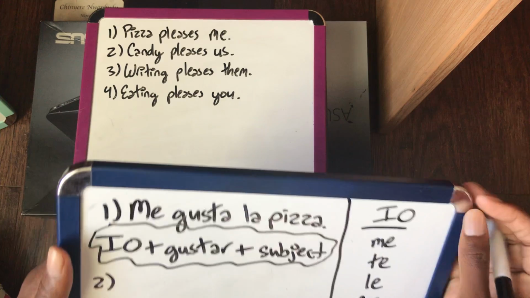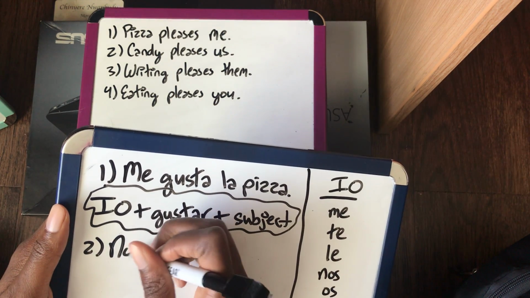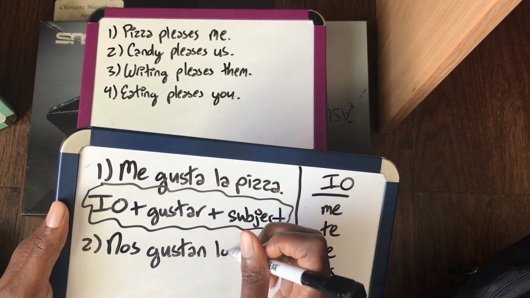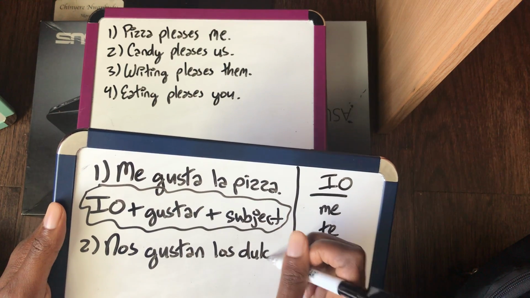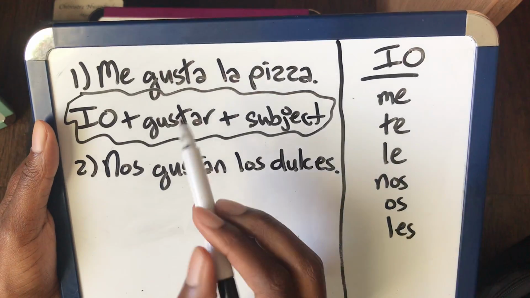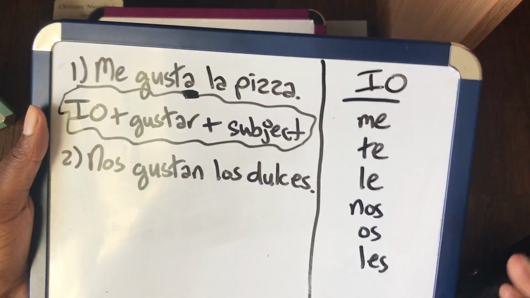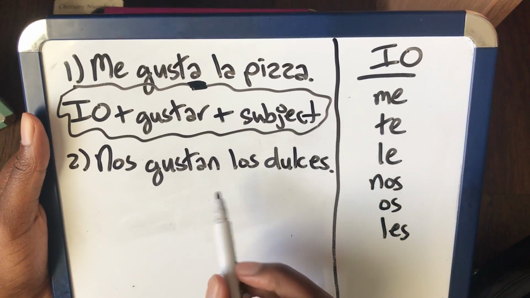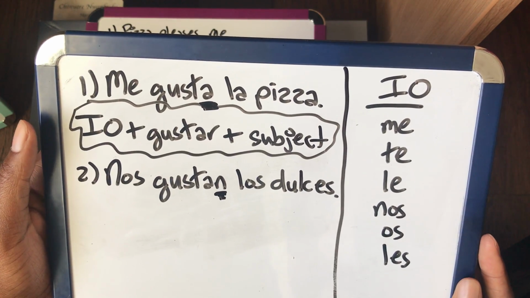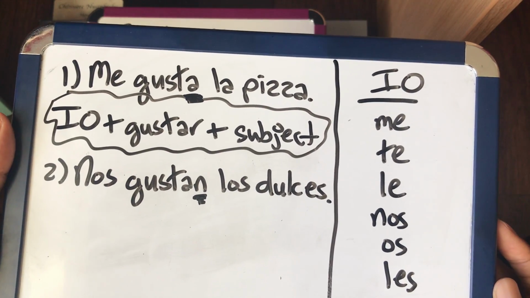So number 2, which is candy pleases us, becomes nos gustan los dulces, sweets. Now let's talk about something very important here. Notice the difference that here, gusta ended in a, conjugated for third person singular, whereas here, gustan ends in an n, conjugated for third person plural. Why do you think that is? Look at this for a second and think about why that may be.